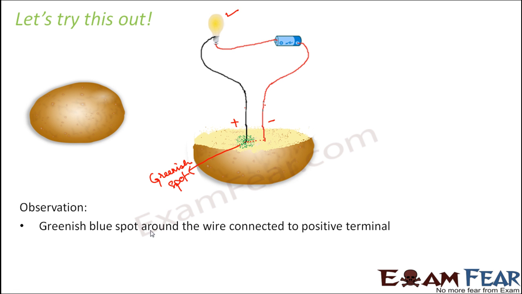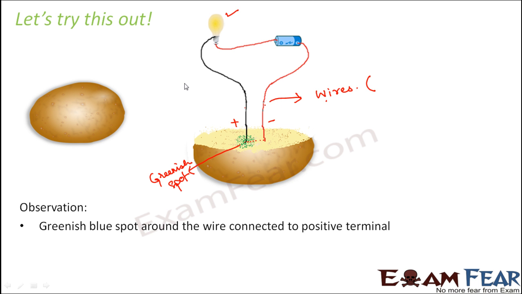So the observation here is the appearance of a greenish blue spot around the wire connected to the positive terminal. Now what we are curious to know is how this greenish spot is formed. Now do you think anything here has a green or a greenish blue color? Just think for a bit. Yes, it is nothing but the wires which have this color. Now generally what are these wires made up of? I never talked about these wires.